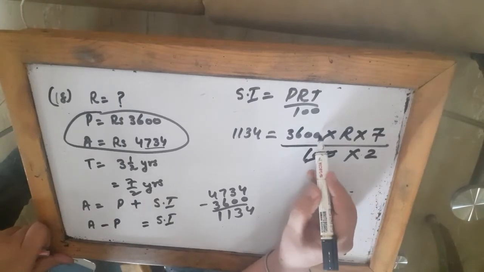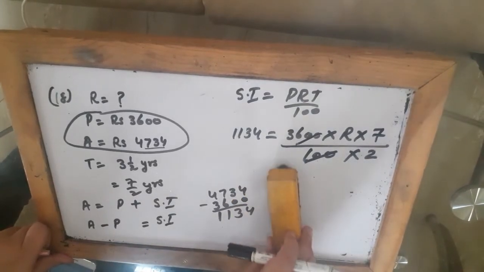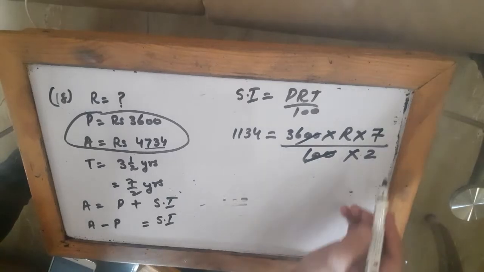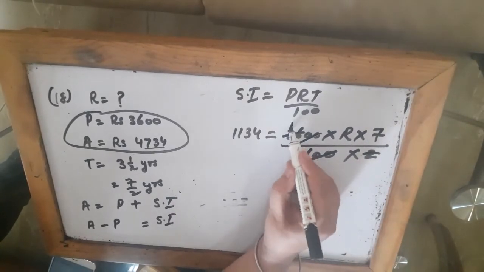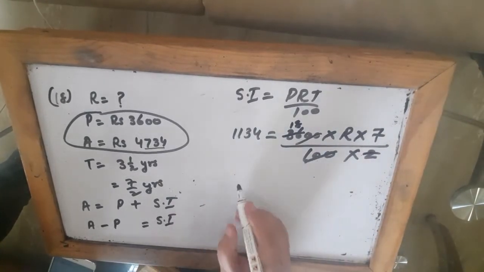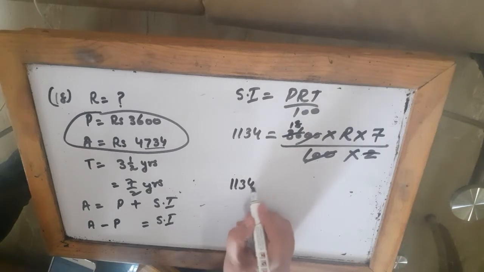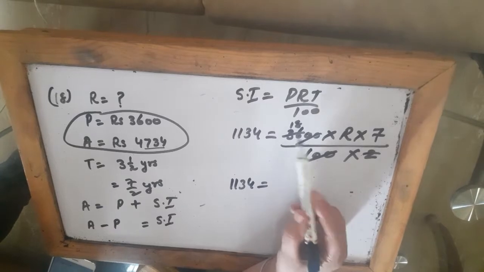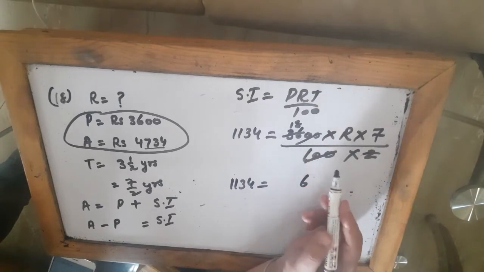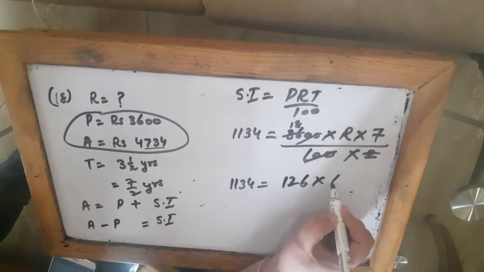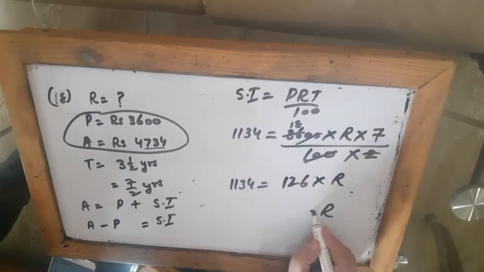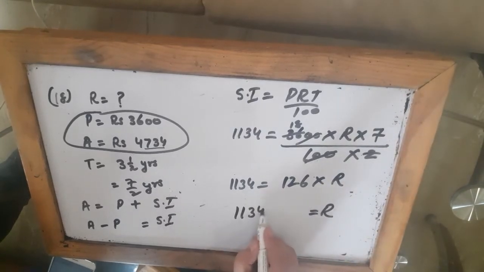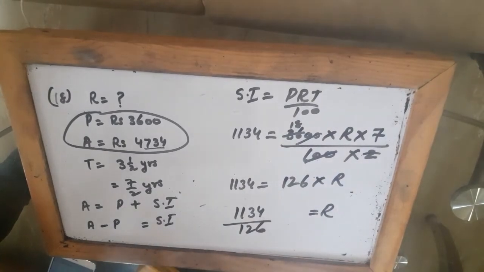Now you can cancel these zeros, and anything else? Yes, 2 18s is 36, and what you will get, 18 7s, 7 8s are 56, 7 1s are 7, 126 into R. Now if you have to find R, what will you do? 1134, this you will send here, 126. So where will it go?